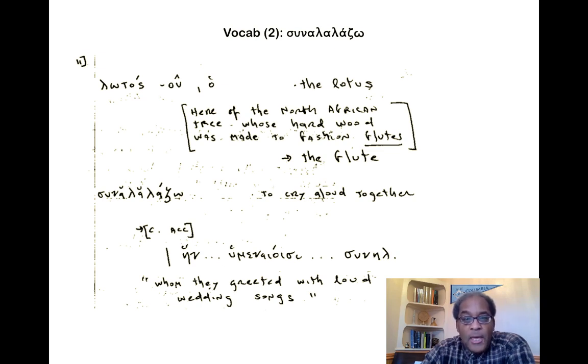Hen humenaioi se sunelalaxan means whom they greeted with loud wedding songs. Okay, you see that hen, the accusative of the relative, referring back to Megaras.